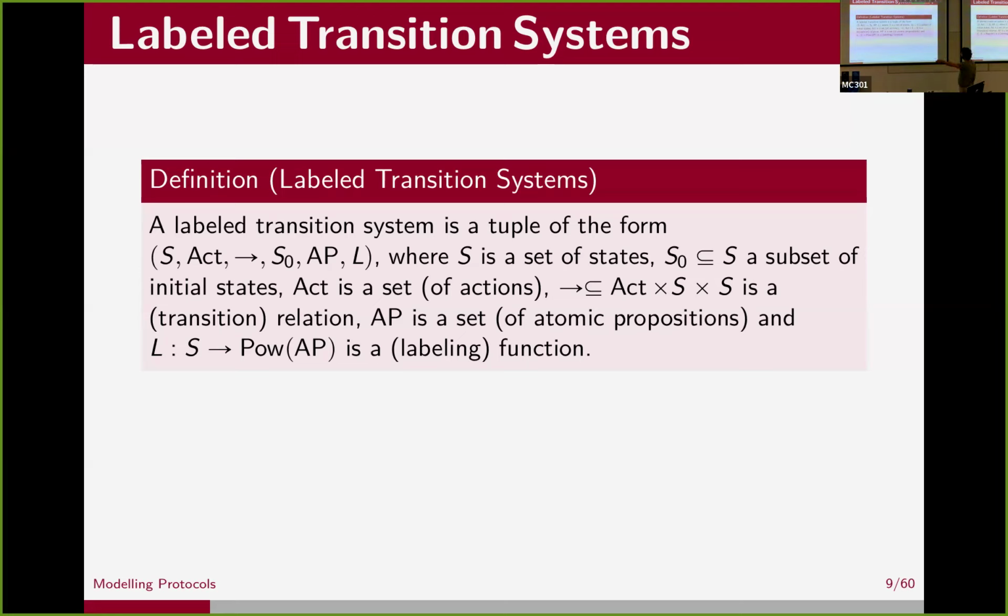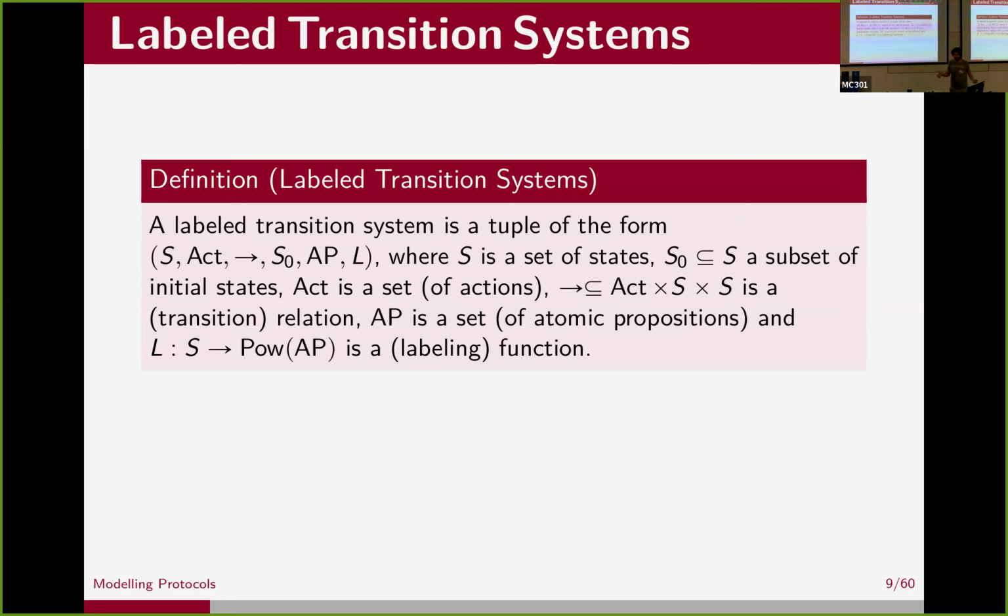So there's a function L, read for labeling, that takes in a state and goes to the power set of atomic propositions. And this is a function we call the labeling function, because it's basically saying these are the labels of this state, right? So these are the propositions that hold in state S, L of S. So that's the definition of label transition systems, and that's what we're going to work with.